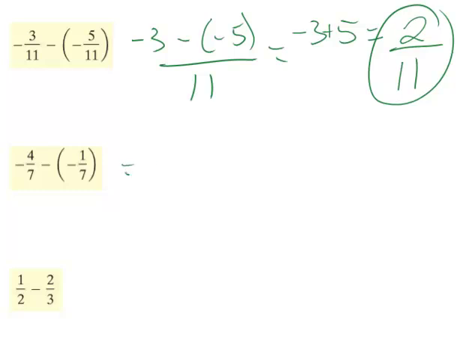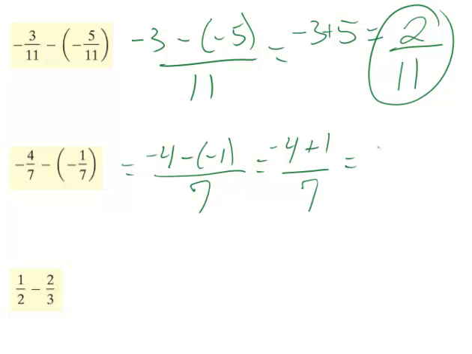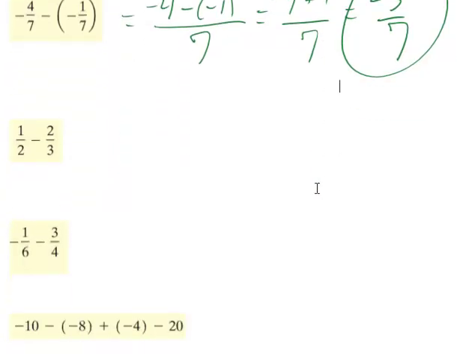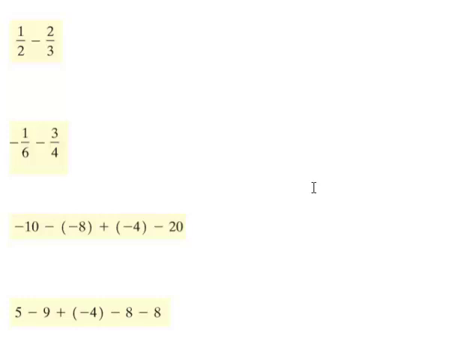All right, next one, again, I'll do it the same way. So I'm going to have a negative 4 minus a negative 1 all over 7. So that becomes negative 4 plus positive 1 over 7. And that just gives me negative 3 over 7. Now, if you notice some of the next ones here, I don't have a common denominator anymore, but we'll go ahead and figure those out.